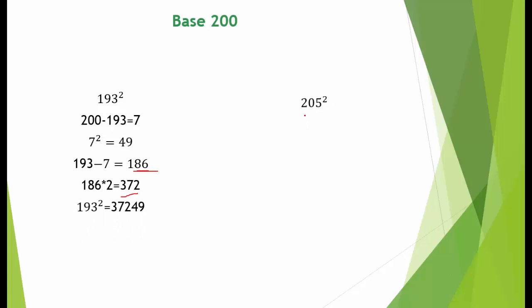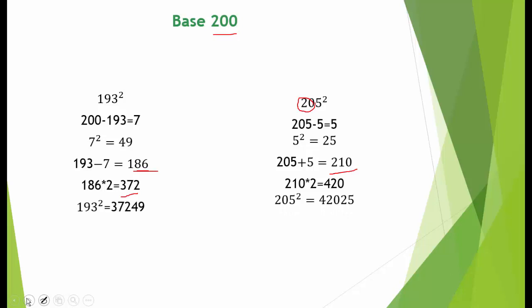For 205, you know that according to our unit digit 5 rule, this will be 20 into 21 and at the end we will place 25, but we want to solve this by using the method of base 200. First take the square of 5, that is 25. Now this is more, so add 5 to 205, this will become 210. Now as per the rule, take double of 210, that is 420, so the answer will be 42025.